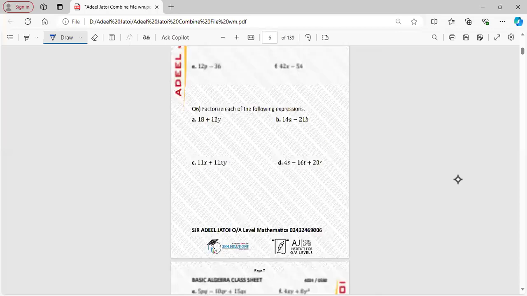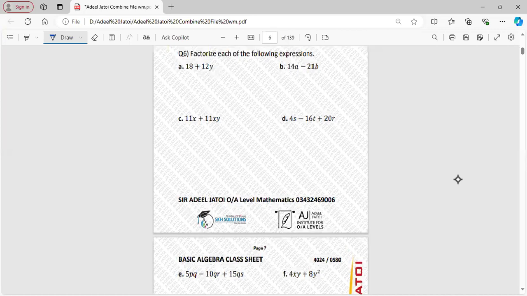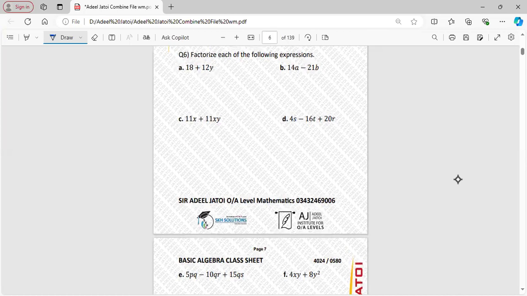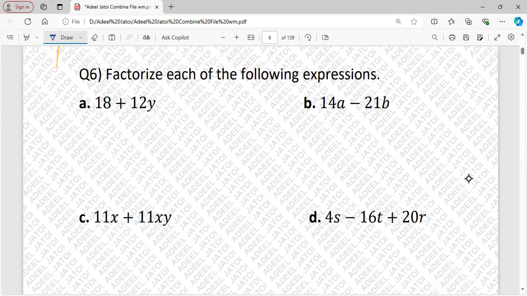With this, attempt question number 6, parts A, B, C, D, E, and F. So for question number 6, let's take common from 18 plus 12y. What is common? 6, right? So you are left with 3 plus 2y. 14a minus 21b: 7 will be common, so 2a minus 3b.